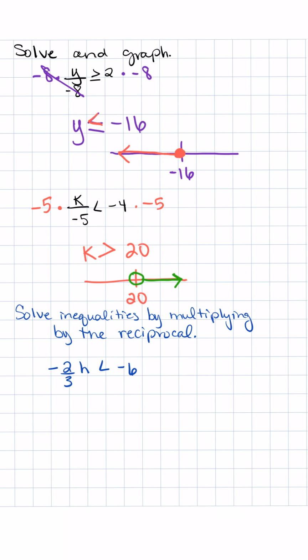You should have got K is greater than 20. And of course, it did reverse because of the negative. Okay, and notice it was facing this direction, so is our arrow.